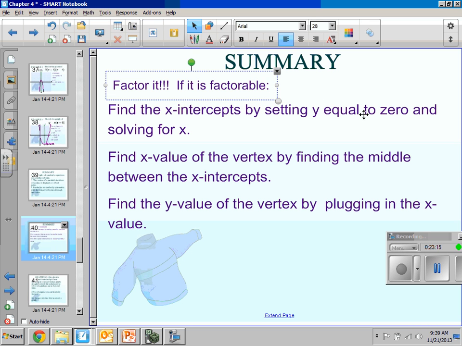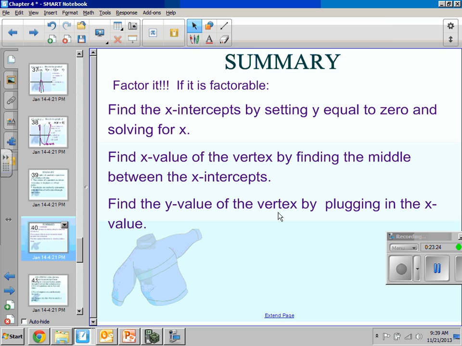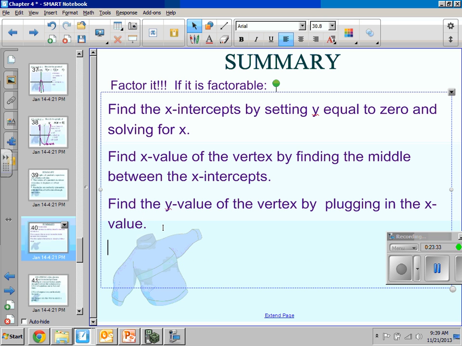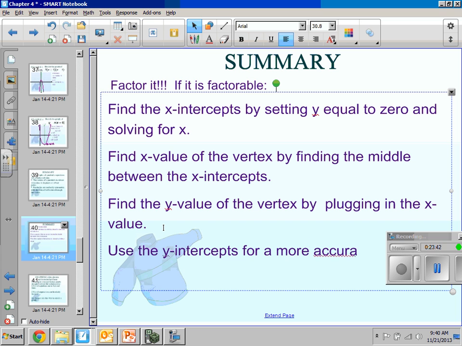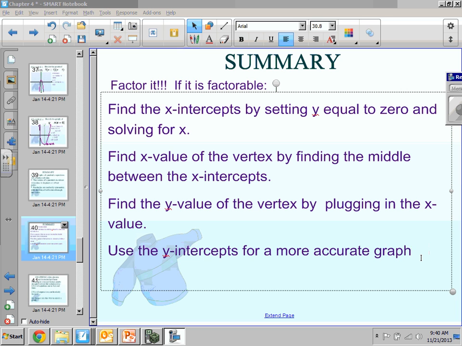So find the x by setting y equal to 0 and solving for x. Find the x value of the vertex by finding the middle between the x-intercepts. And then find the y value of the vertex by plugging in the x value. So these are all things we did during our example. And then I'm going to also put to use the y-intercepts for a more accurate graph. These are the steps we went through.